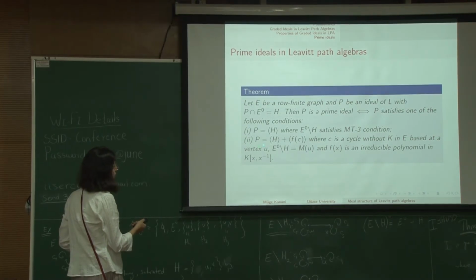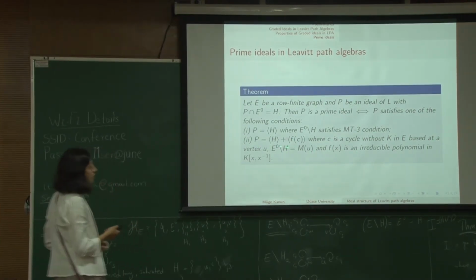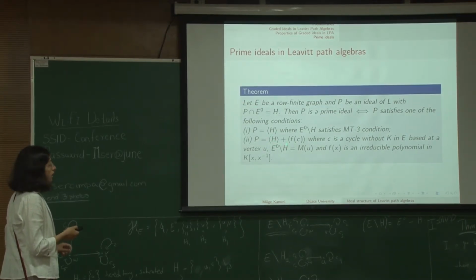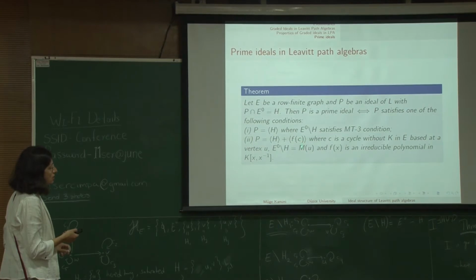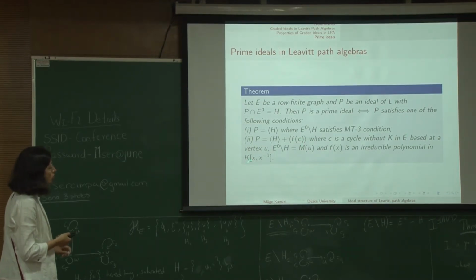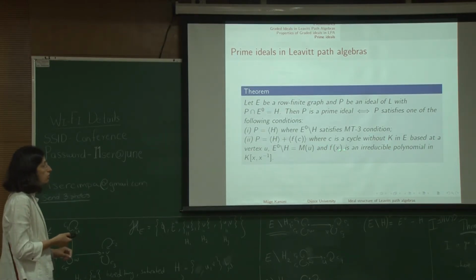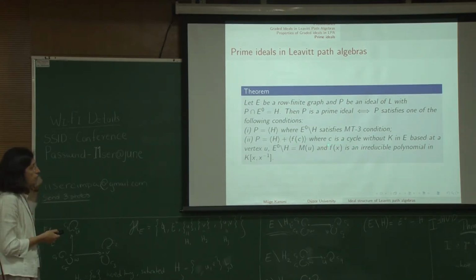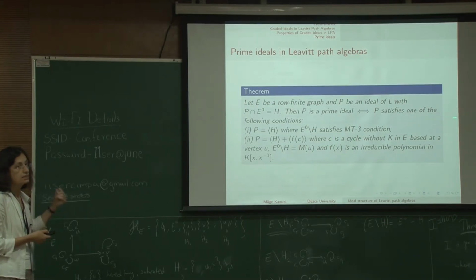The second one tells us the non-graded prime ideals. So it has the H part, and then it has the part where it is generated by f(c), where f(x) is an irreducible polynomial in x, x inverse. C is a cycle without K. Recall, a cycle without K means this cycle C, any vertex on this cycle C is not a base to any other cycle.